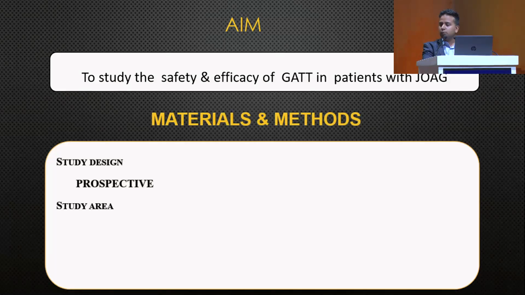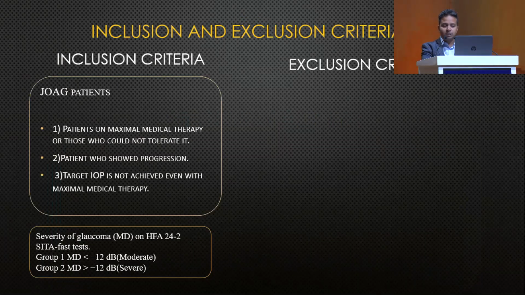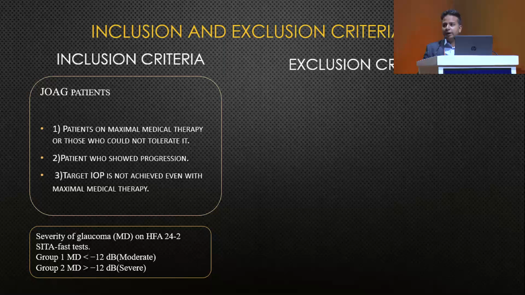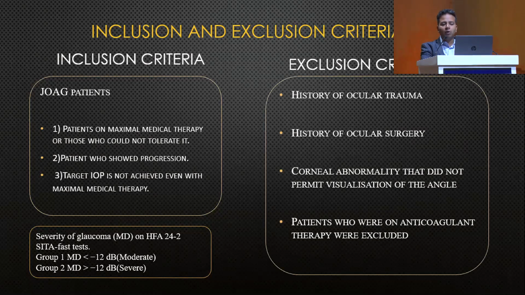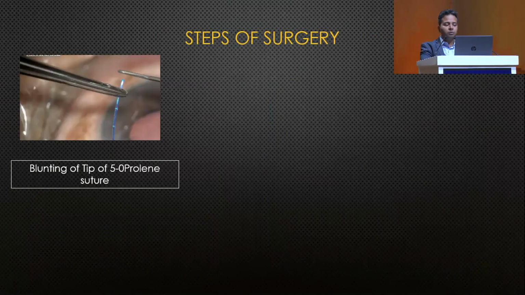The study design was prospective, and the follow-up was for 6 months. We included patients on maximal medical therapy or those who could not tolerate the medications, patients who showed progression, and those in whom target IOP was not achieved. We divided our study population into two groups: the moderate ones, less than 12 dB, and the severe ones, more than 12 dB. We excluded patients with ocular trauma, ocular surgery, any corneal abnormality, and patients on anticoagulant therapy.